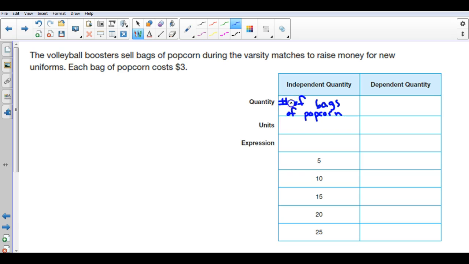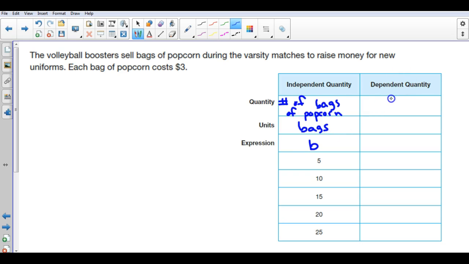And again, just to clarify this too, I don't want to just put bags of popcorn because I don't want you to think that the price is a variable. It's the number of bags that they sell. My units on this would be however many bags it is. And the expression that I'll use will be a letter B.